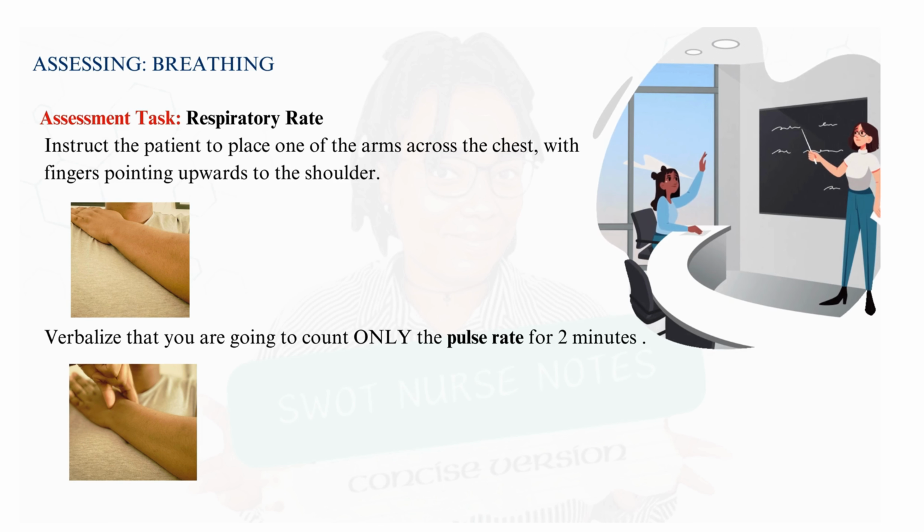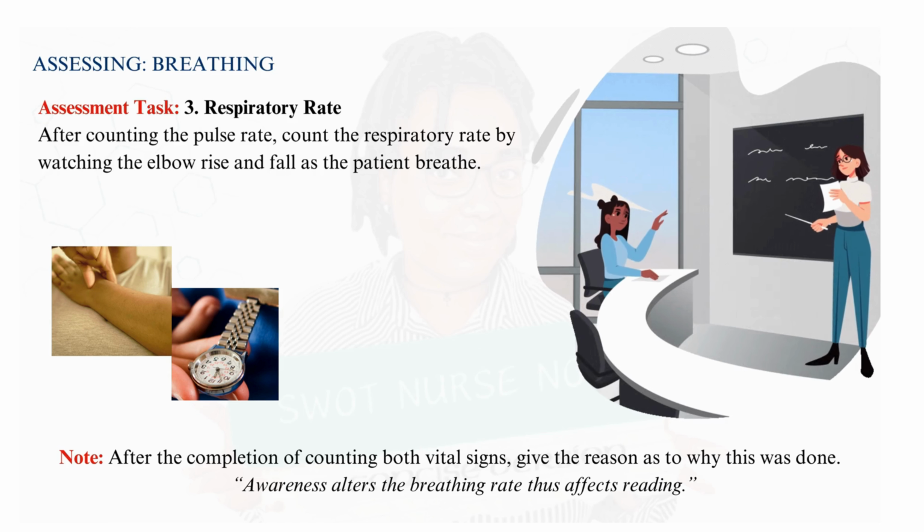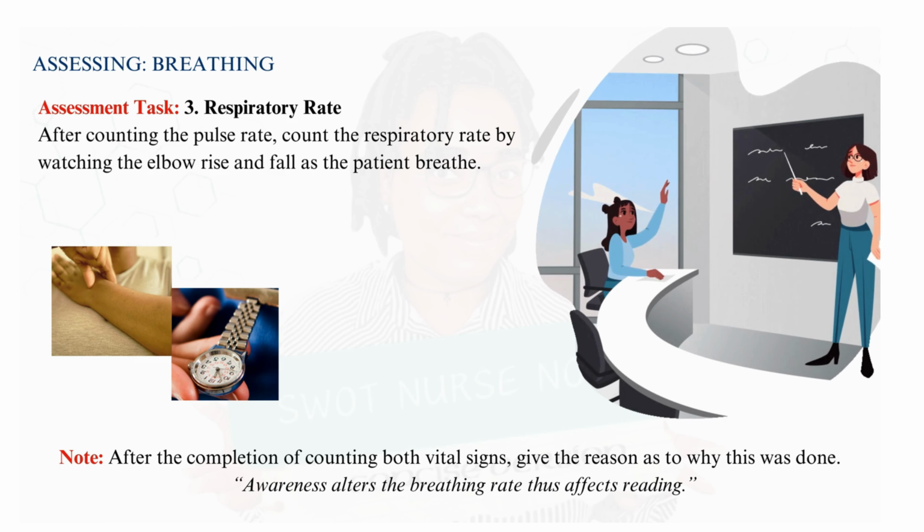Lovely. That's right. Count the pulse rate for 1 minute and the respiratory rate for the next 1 minute. The patient should not be made aware of you counting the respiratory rate prior to starting. So that is why you would state you will be counting the pulse rate for 2 minutes. What else would you do? After counting the pulse rate for 1 minute, I would keep my hand in the same position. I would then count the respiratory rate for the next 1 minute by watching the elbow rise and fall as the patient breathes. There is an important aspect that you left out. What do you think it is?